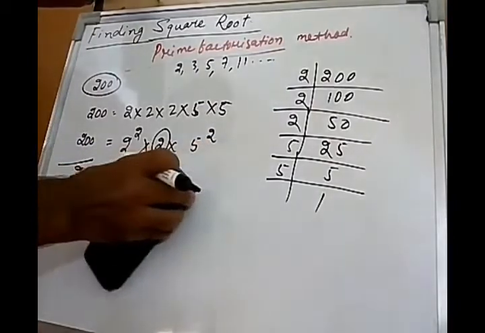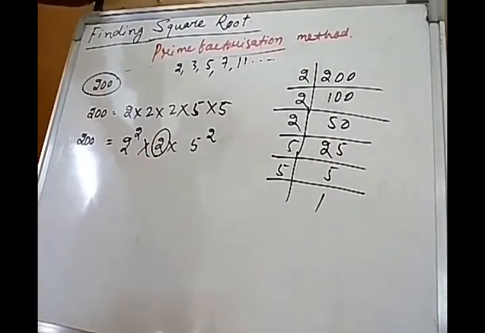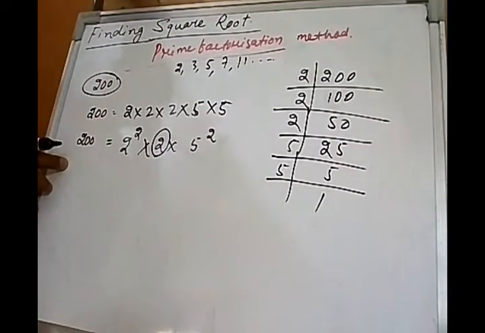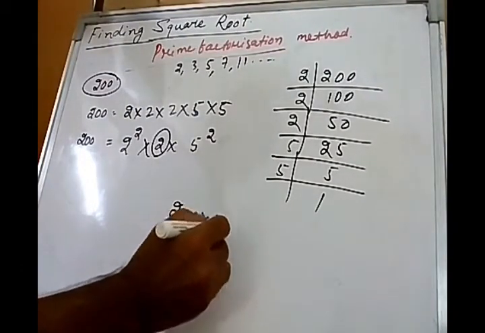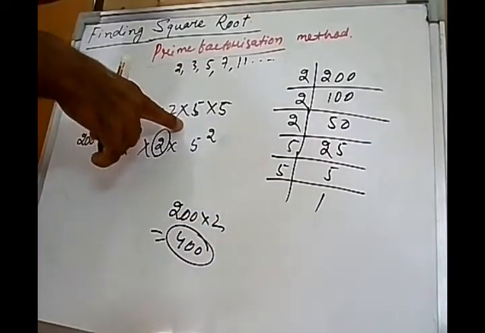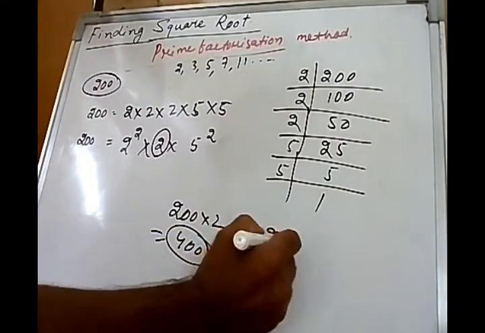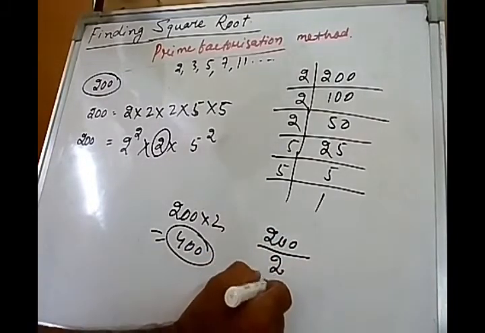If 2 is multiplied with 200, then this number will be a square number, or if 200 is divided by 2, then that also will be a square number. Let's check. Suppose 200 is multiplied by 2. This is 400, and this 2 also will be in the power of 2. So 400 will be a square number, or if 200 is divided by 2, then this one will be 100.